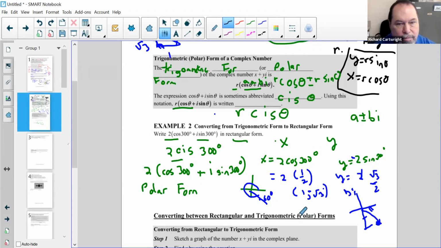But what we'll do to make everybody happy, where did I lose my black? I'll go 1, comma, I'll put the i in front, square root of 3. That would be rectangular because it's definitely not trigonometric because you don't see any trig functions. This up here was trigonometric, but it meant the same as this, okay? But if you graph it now as a complex number, we have that vector coming out.